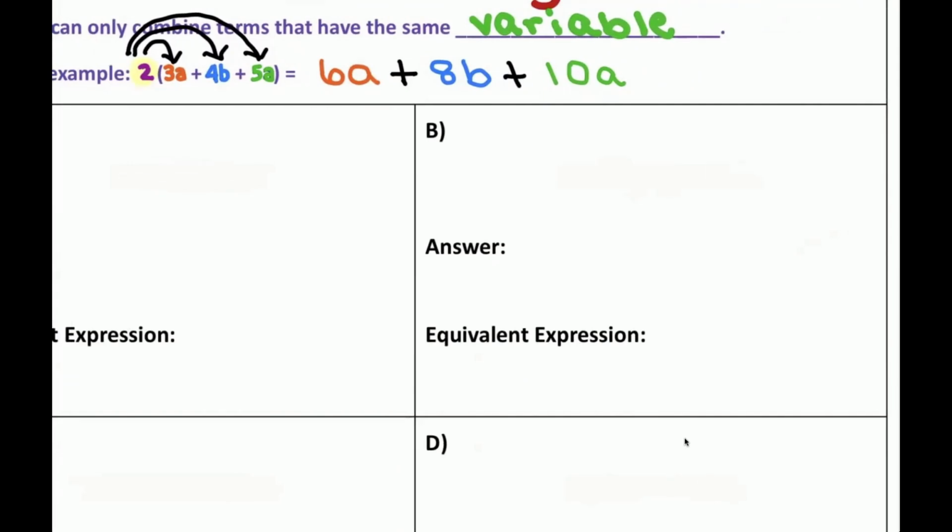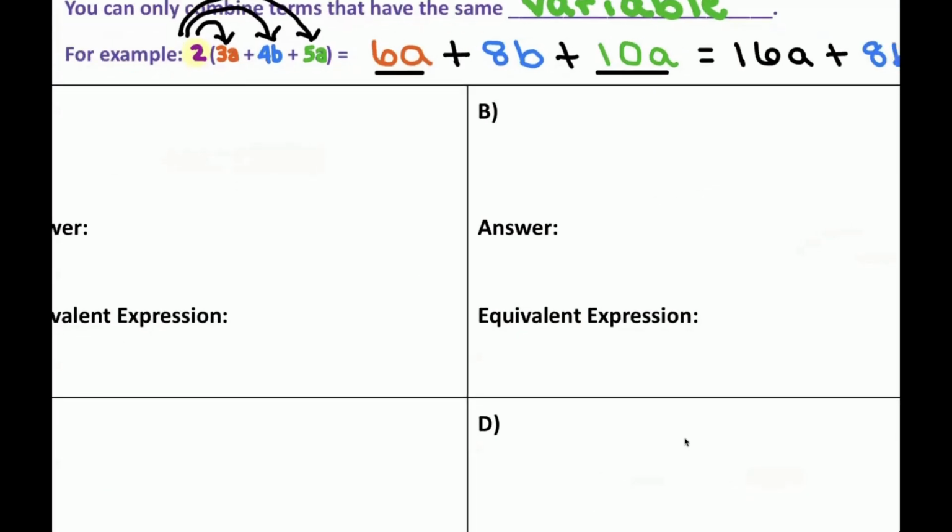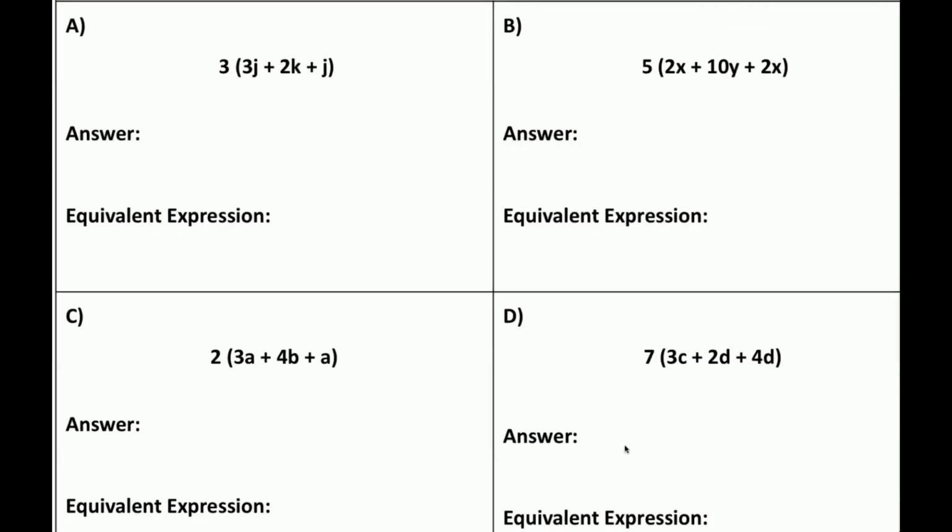Now that we have this, I can look and say, oh, okay, well, I have 6a and then another 10a. So because they're the same variable, I can combine them to make 16a. So now I can rewrite this as 16a plus 8b. Let's practice another one. Let's take a look at example A.